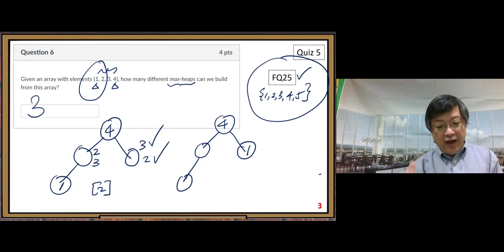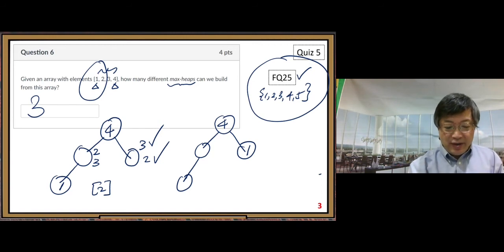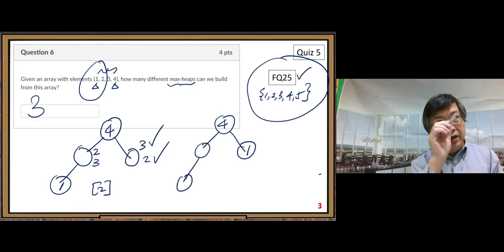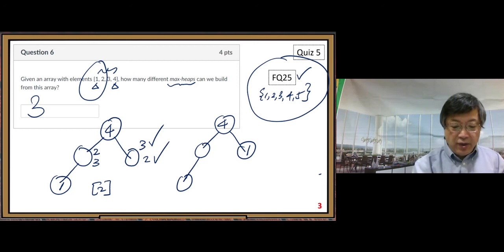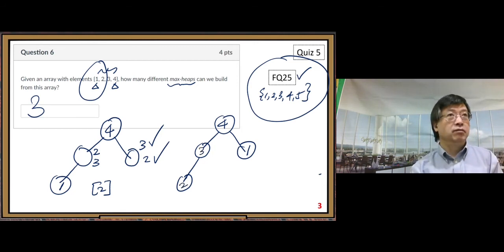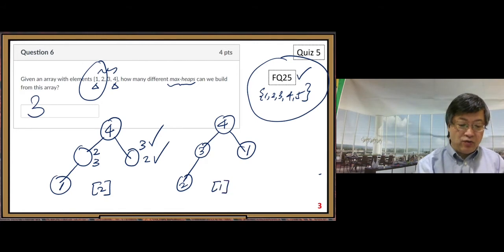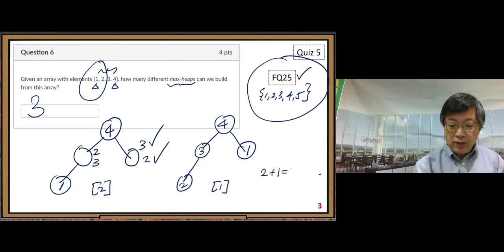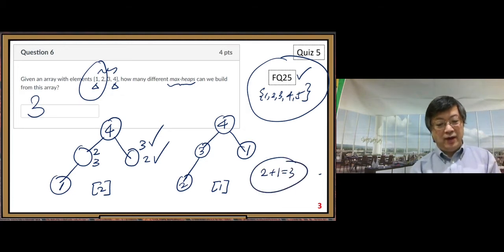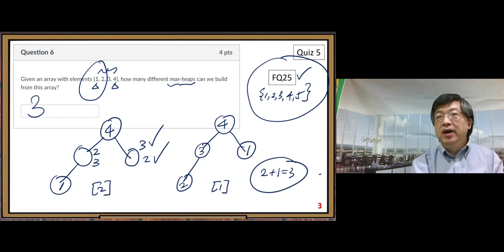Then look at the remaining 2 nodes here, 2 and 3. In order to avoid a violation, we can only put 3 here and a 2 there. No other possibility. So you can see the number of cases is just 1. So the final answer is 2 plus 1, 3. That's the way we make the analysis.